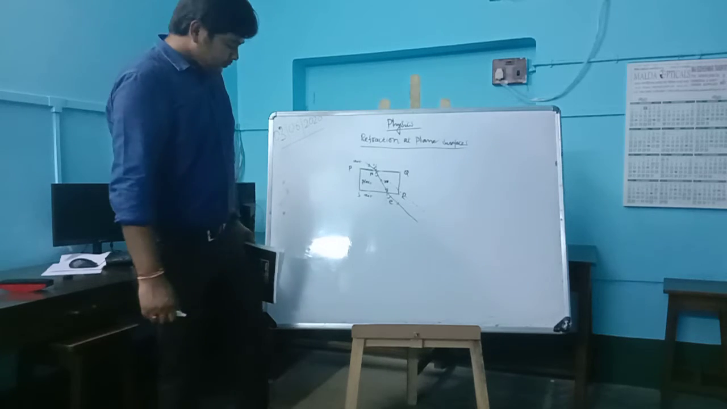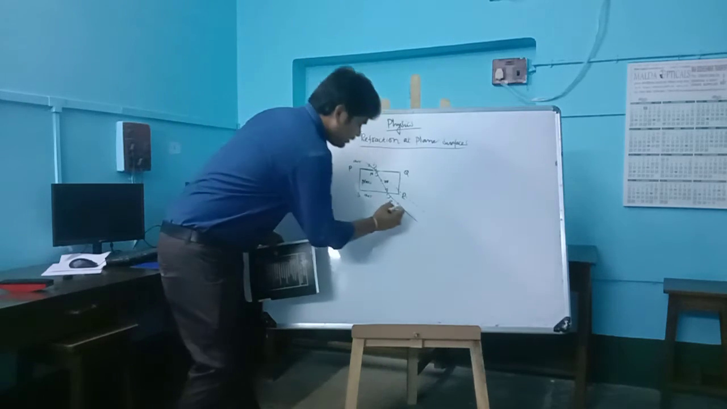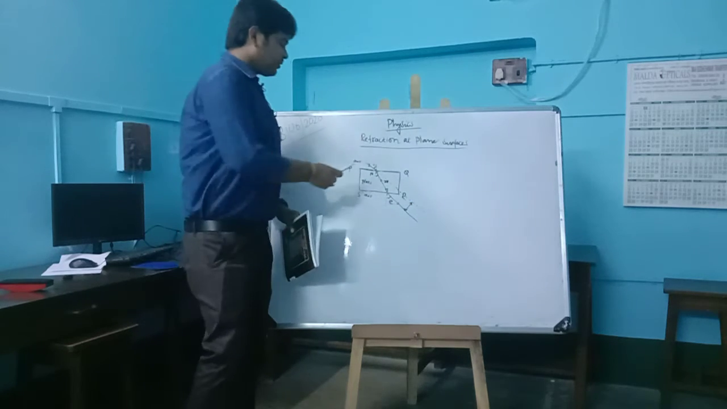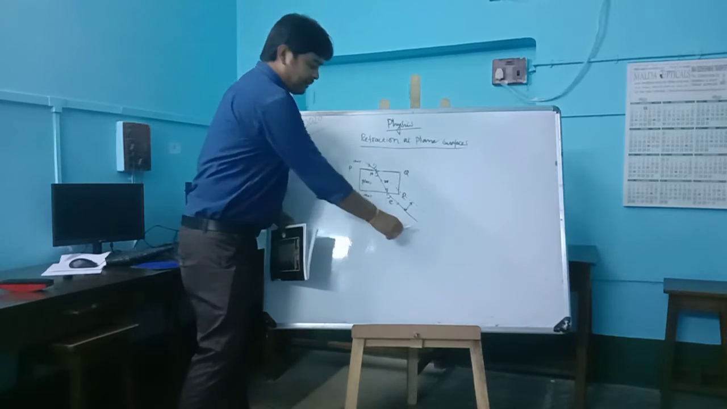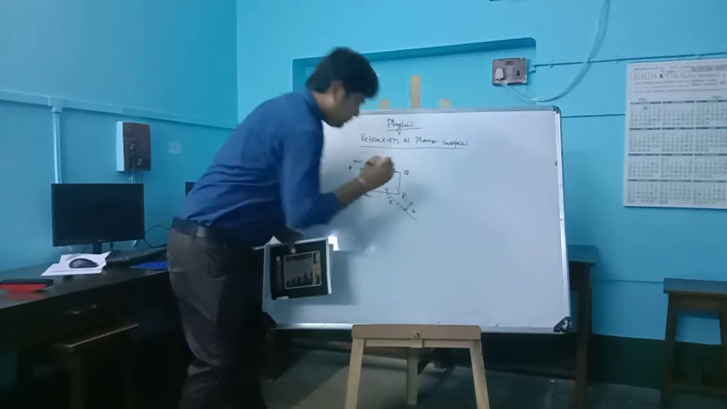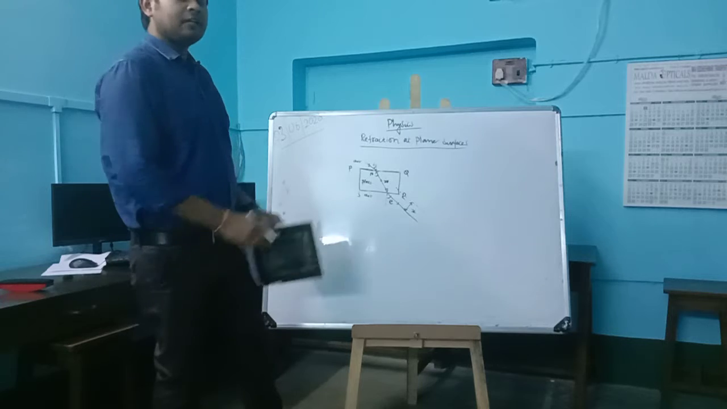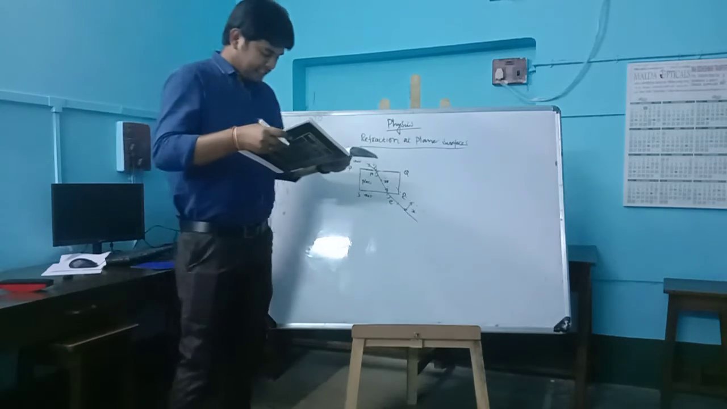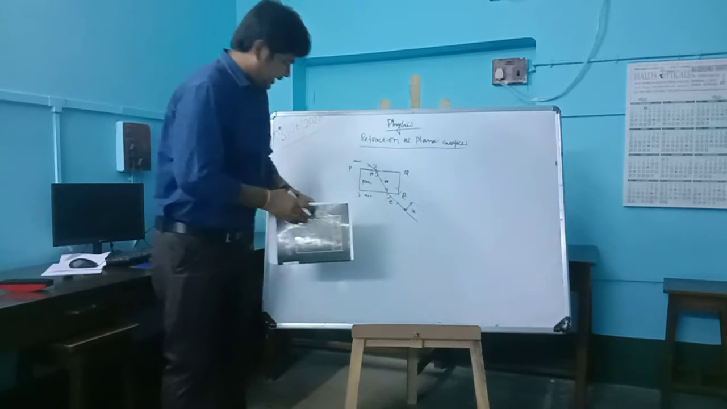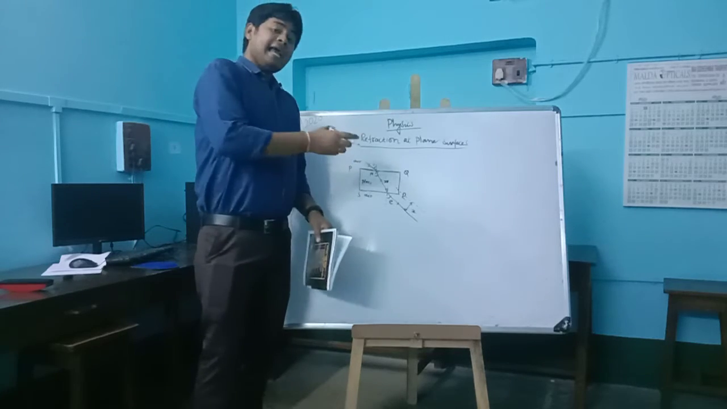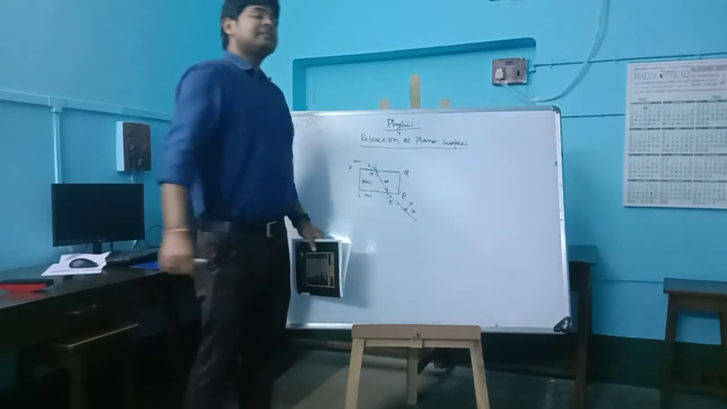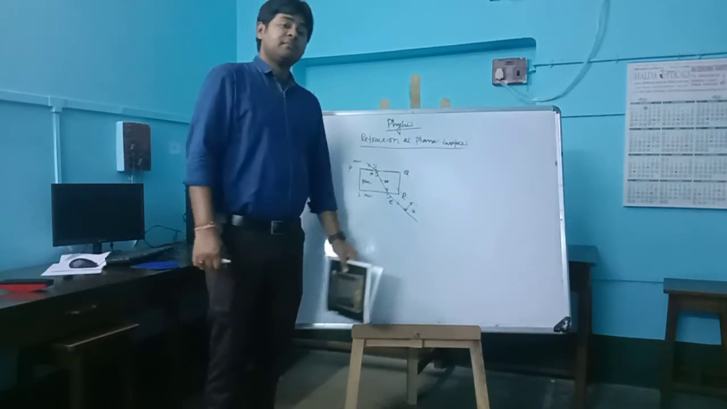Now there is the perpendicular distance. If I draw the perpendicular distance between these two rays, that is the incident ray and the emergent ray, it is this. I denote it by x. This perpendicular distance is known as the lateral displacement, that is the perpendicular distance between the path of the emergent ray and the direction of the incident ray. It is denoted by x.